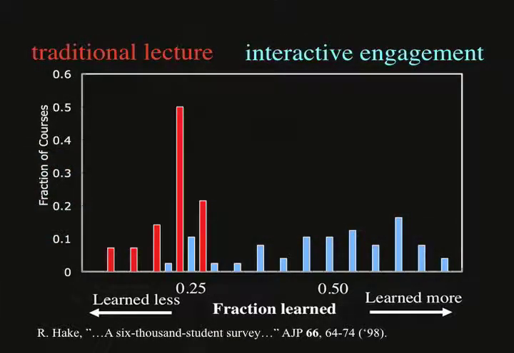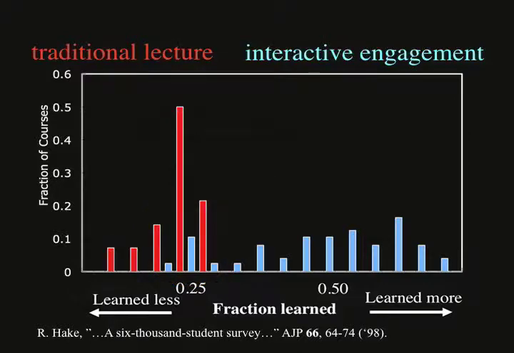In interactive engagement courses, he found that learning gains ranged from 25% to 70%. So in this way, the lowest achieving interactive engagement courses performed as well as the highest achieving traditional courses.